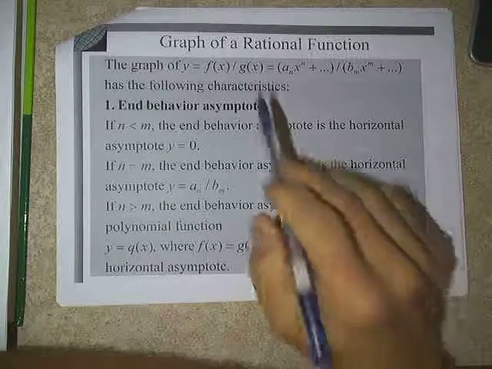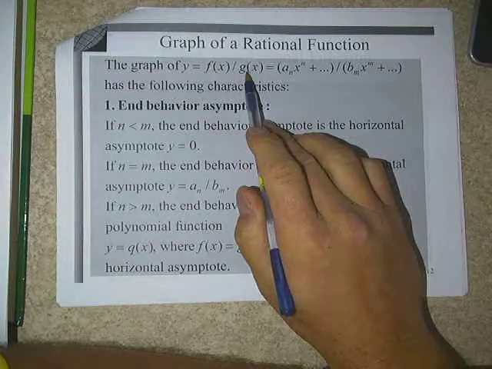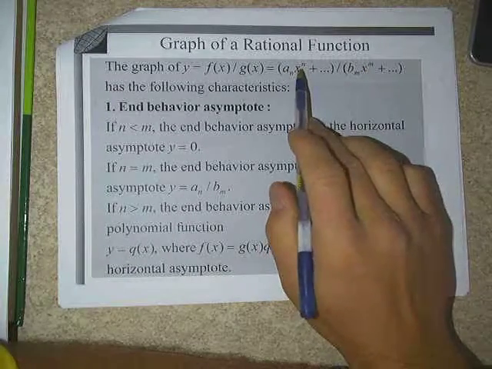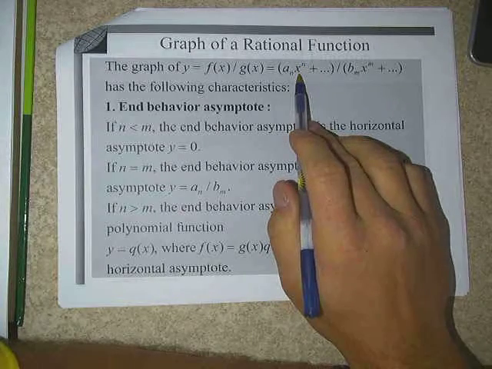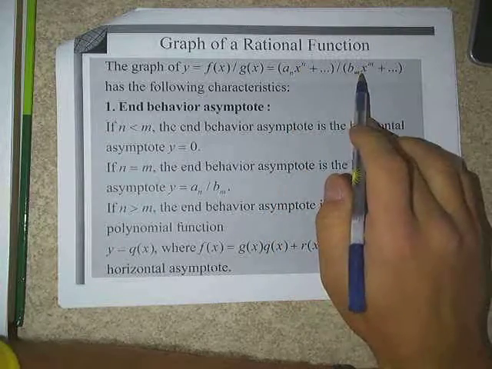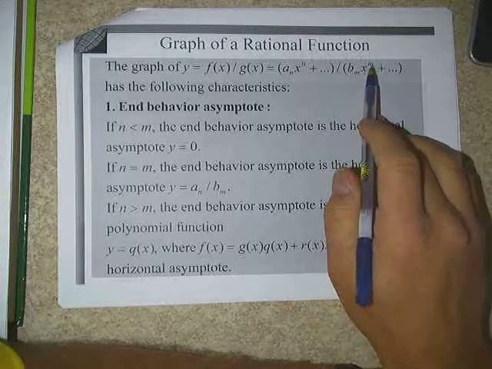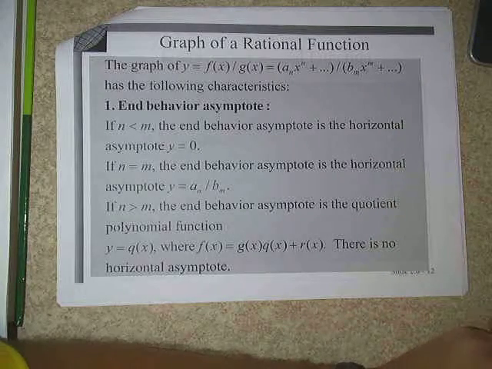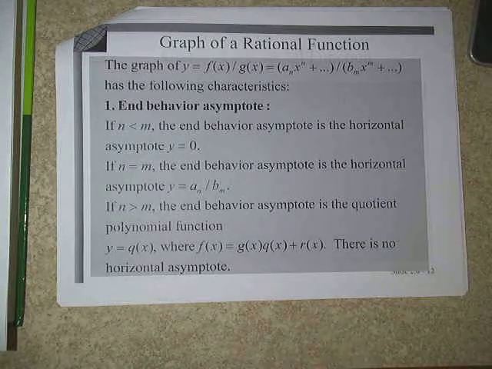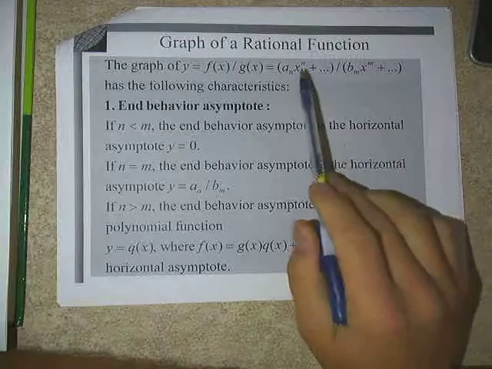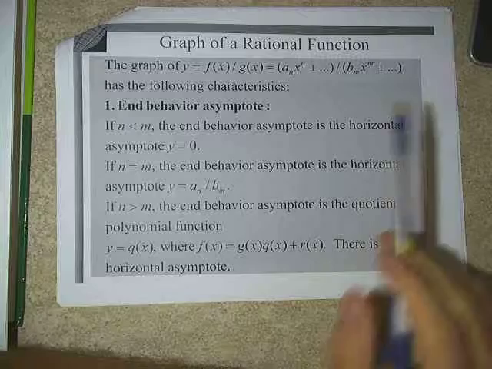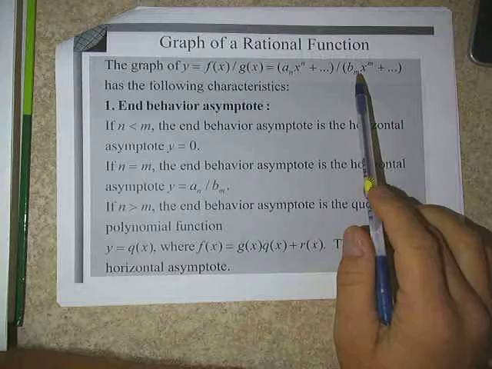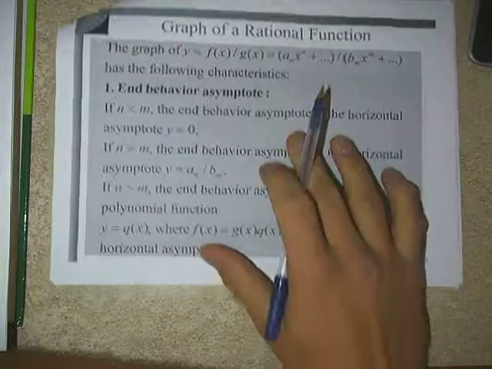But ultimately, if we have the graph of f of x over g of x, some polynomial over some other polynomial, I want you to notice a couple of the key things we're looking at here. First of all, the f function has degree n, and the g function has degree m. So these could be any degrees. n and m could be anything. They could be degree 0, 1, 2, 3, 4, etc. We're going to make some generalizations about behavior when we have different degrees on top and different degrees on bottom. Now keep in mind that n and m could be equal to each other too. They could both be the same degree.